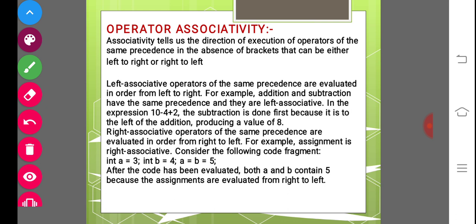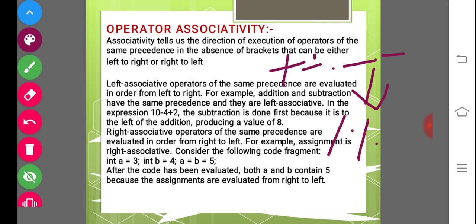When we talk about operators, there are two properties related to operators: operator hierarchy and operator associativity. Now, what is operator hierarchy? Operator hierarchy is the order of execution of operators according to priority. The highest priority belongs to the unary operators. Plus plus and minus minus are the unary operators. After this, what comes?